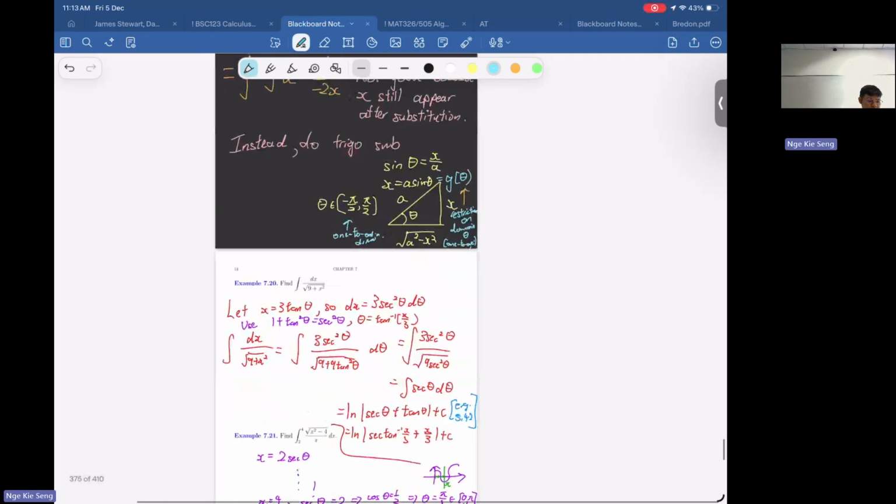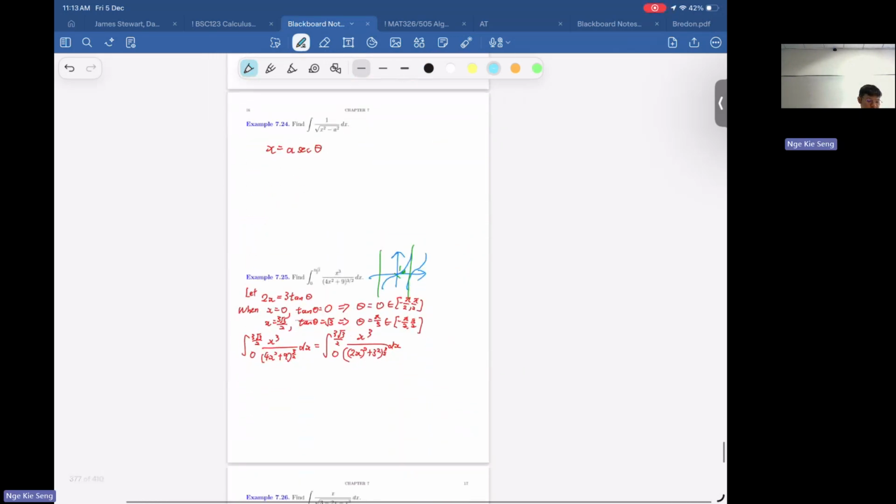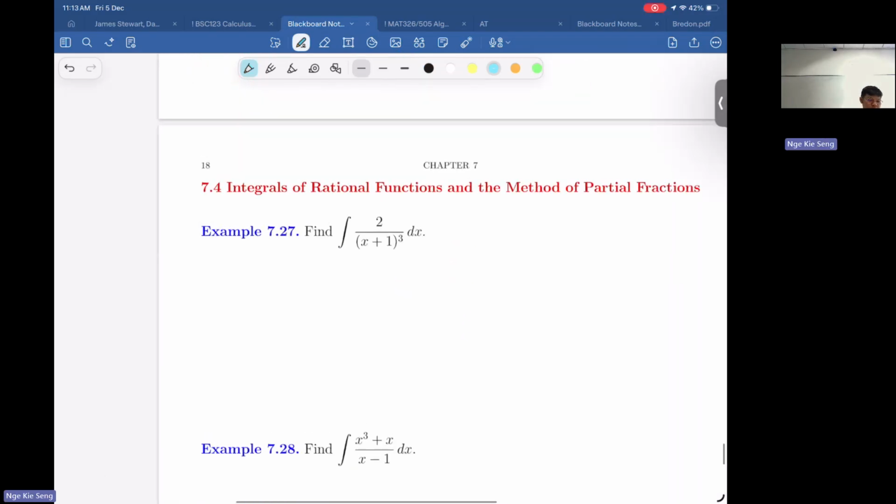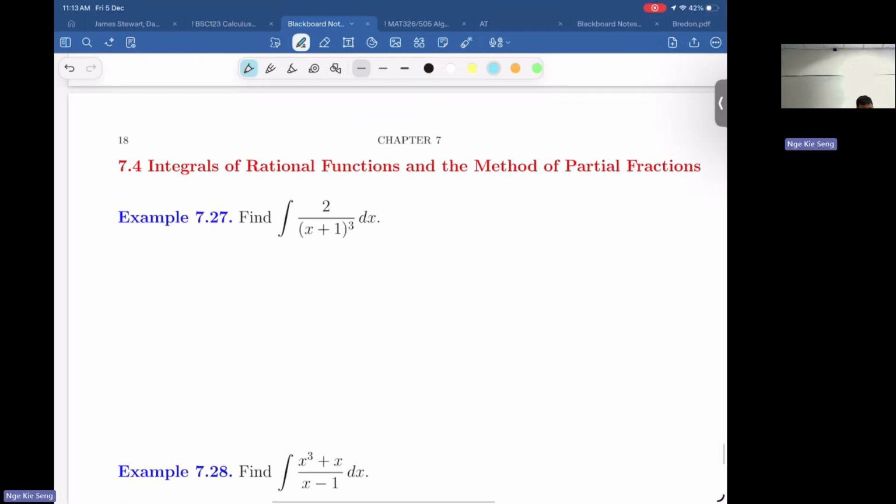Okay. Then we'll go to the next section, which is the integral of rational function. And then finally, we'll learn something called partial fractions. In this chapter, we will just deal with the ratio of polynomials, which is the rational function. All right, let's look at the first one.